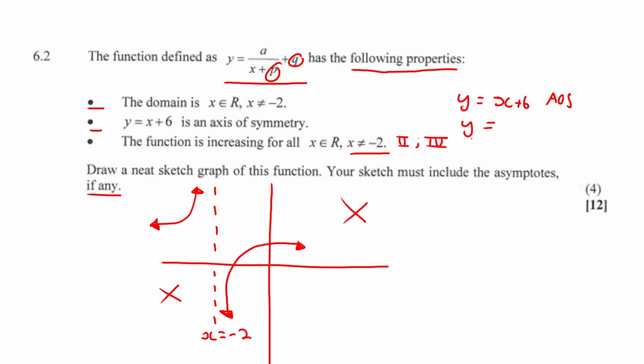that's going to be equal to this. Subbing your -2 in, plus 6 is equal to 4. So therefore, y is equal to +4. That is going to be our horizontal asymptote.